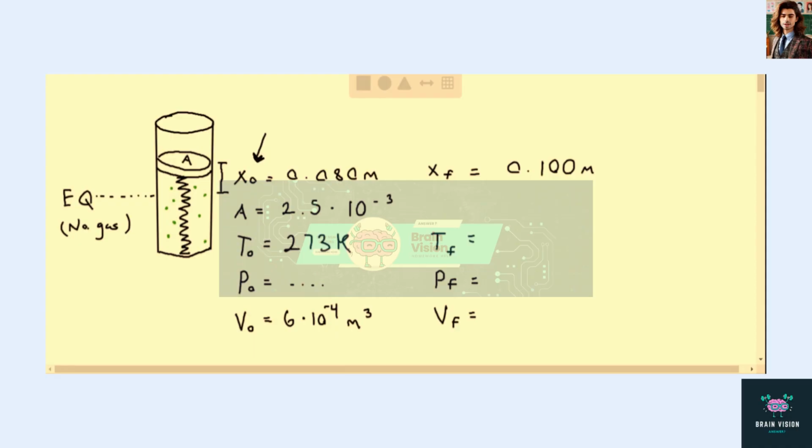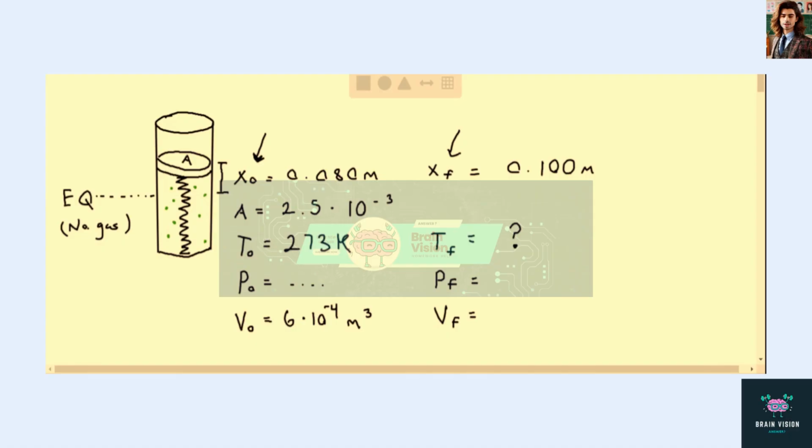Now, what we're going to do is heat this gas up so that it displaces to a distance of x final, which is 0.1 meters instead of 0.08. And what we want to know is, what does the final temperature have to be in order for us to have that displacement? So let's see if we can figure that out.